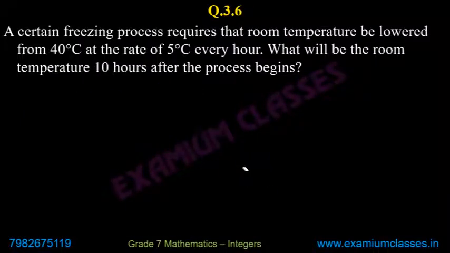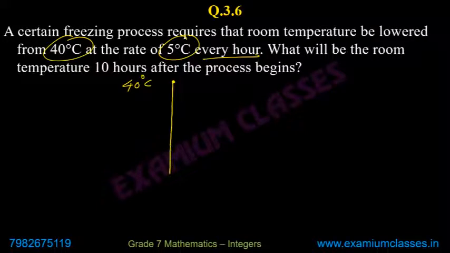Next question. A certain freezing process requires that room temperature be lowered from 40 degrees Celsius at a rate of 5 degrees Celsius every hour. What will be the room temperature 10 hours after the process begins? So we have to lower the temperature. We are at 40 degrees Celsius and we have to lower the temperature. What rate? 5 degrees Celsius every hour.